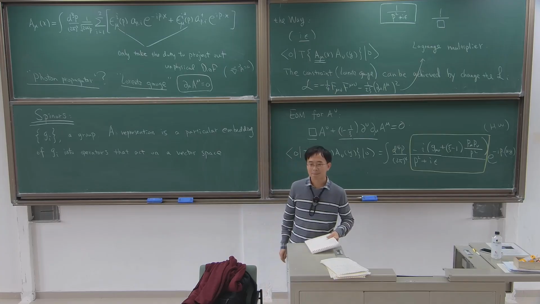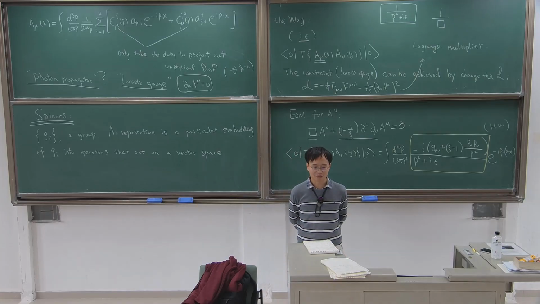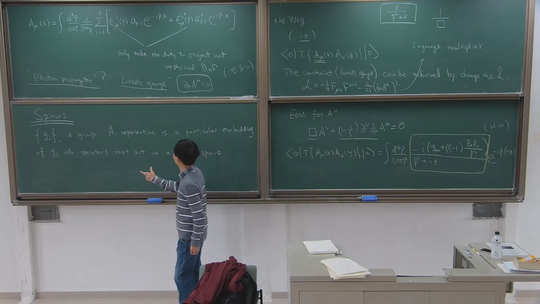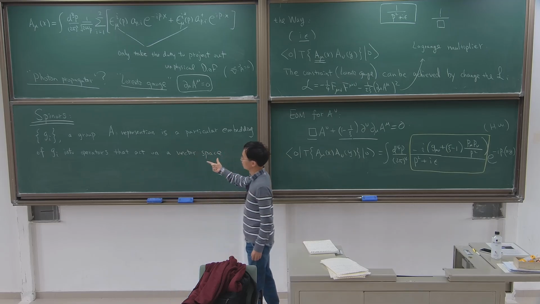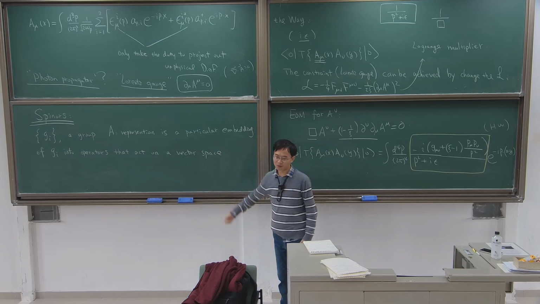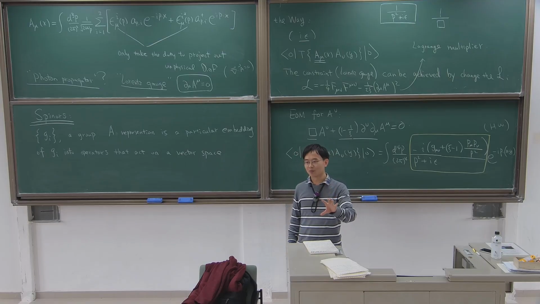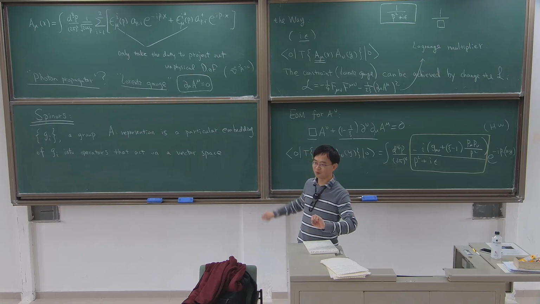Imagine you have some vector space. For physicists, the typical vector space will be the Hilbert space, right? Now you can associate or embed this group element into some operators, which essentially means, because the operator does the job to transform the vectors, right? You can think about it as just a matrix. The matrix transforms the vectors. The operator transforms the vectors.